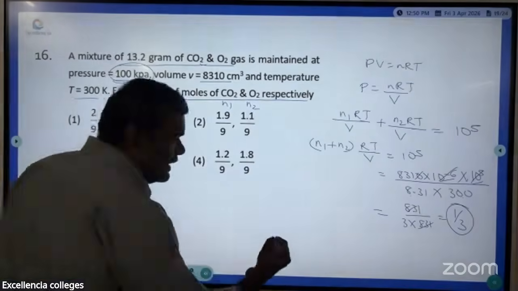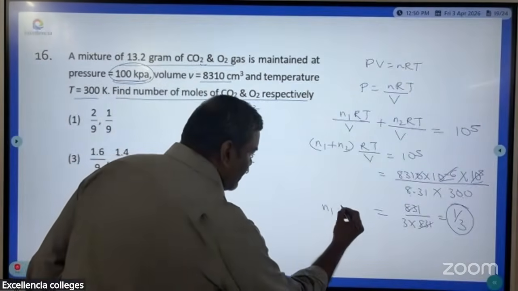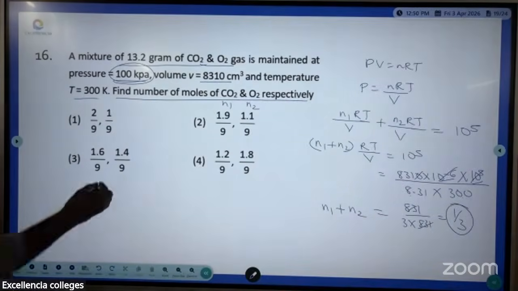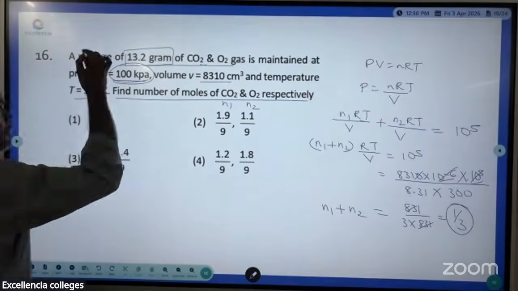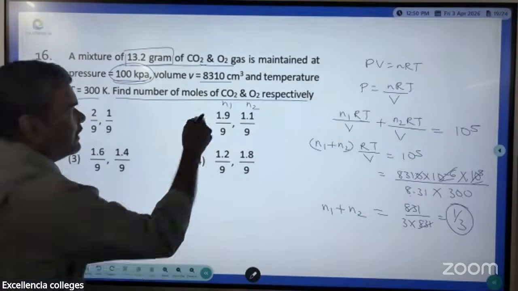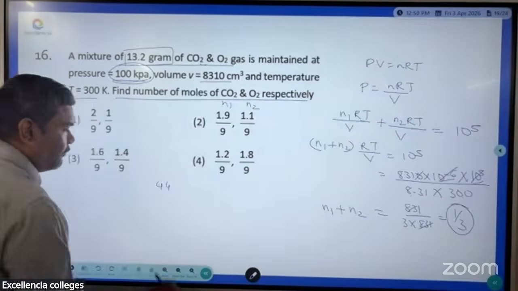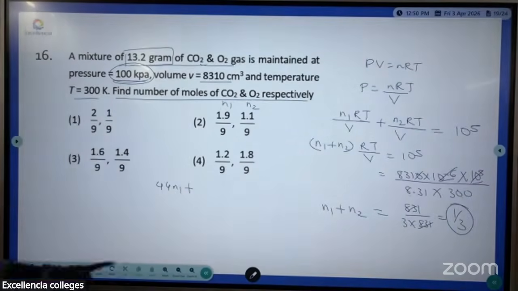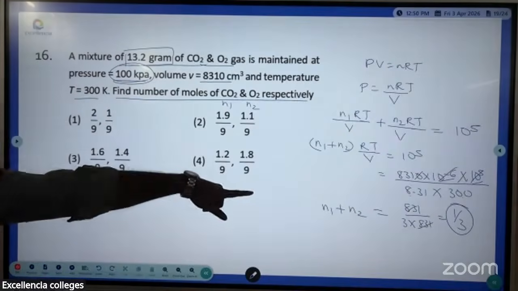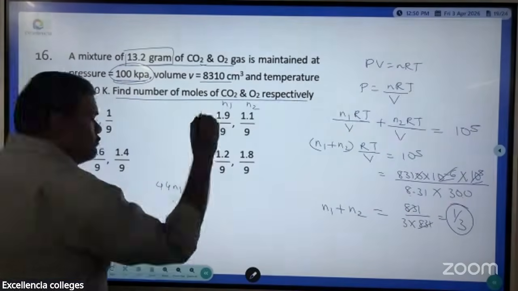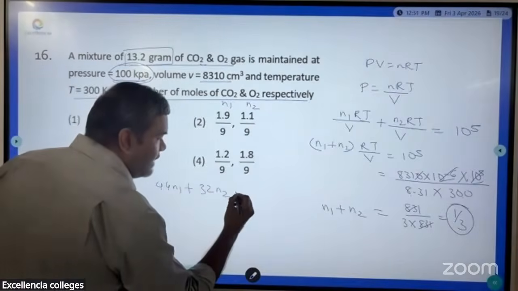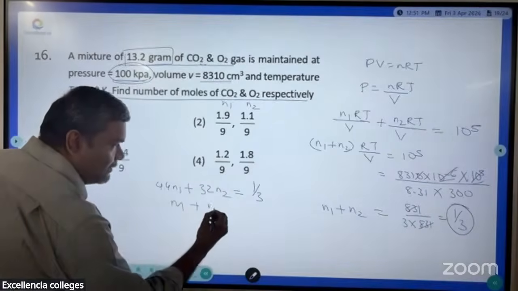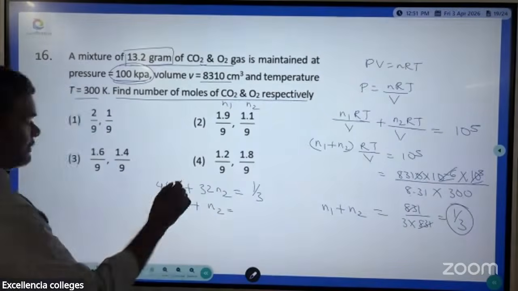So we got one equation: N1 plus N2 is equal to 1 by 3. We also need to use the total mass of the mixture, which is 13.2 grams. N1 is carbon dioxide. The molecular mass of carbon dioxide is 44, so 44 times N1 plus N2. We have oxygen, which is 32, so 32 times N2. And here we will get the second equation. I wrote that wrong here.